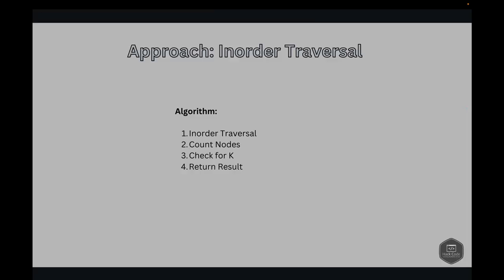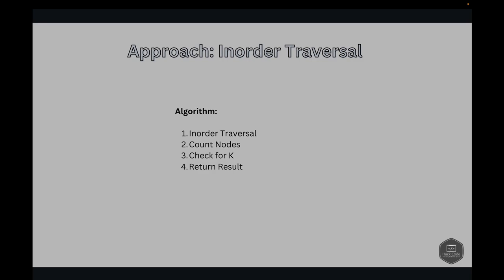So let's look at the approach. To find the kth smallest element, we can use inorder traversal of a BST. The inorder traversal of a BST visits the nodes in ascending order, making it ideal for this task. We'll maintain a counter to keep track of the number of nodes visited so far and return the kth node when the counter reaches k. So let's look into the algorithm.